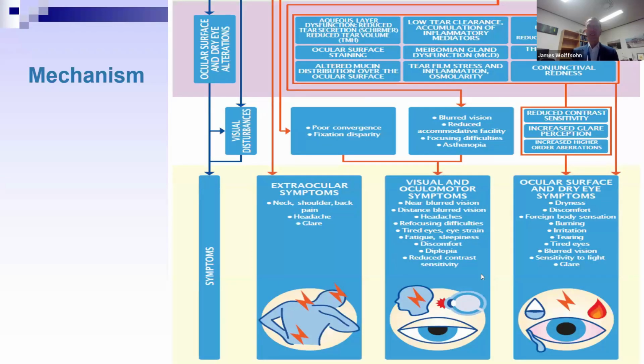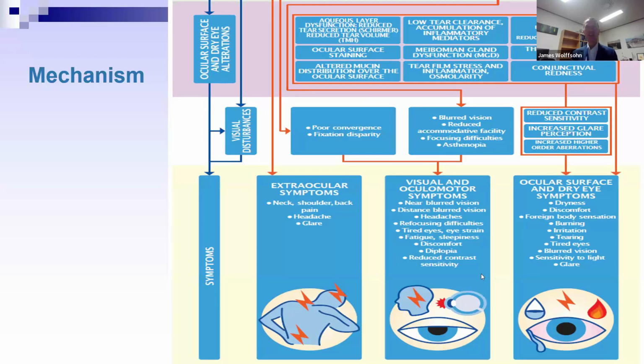So that then leads to alterations of the ocular surface, pretty much all of the layers of the tear film, inflammation in the form of conjunctival redness, etc. And those will lead then to the visual disturbances that we see for the ocular surface, for the accommodative and vergent system, but also our general posture.